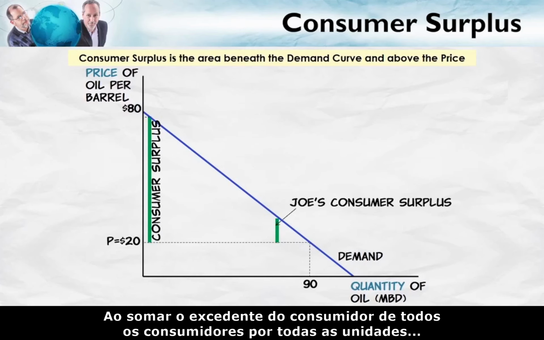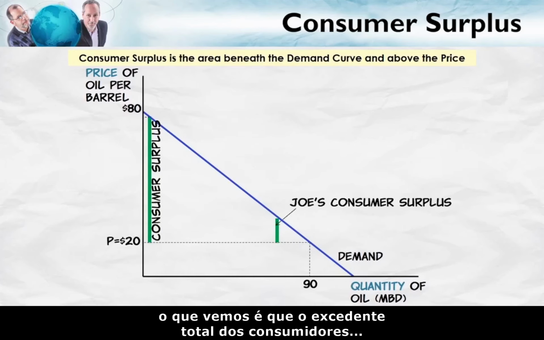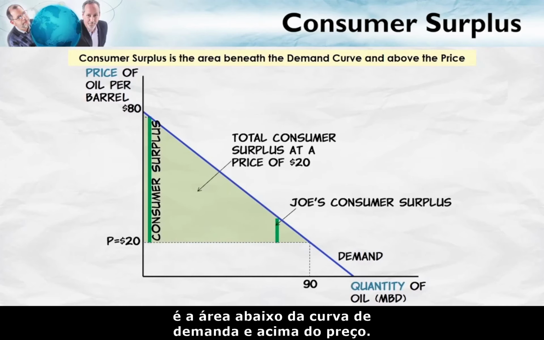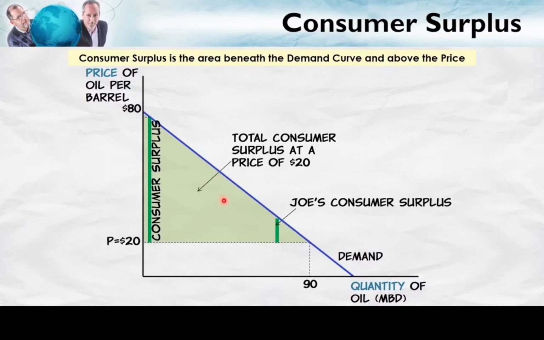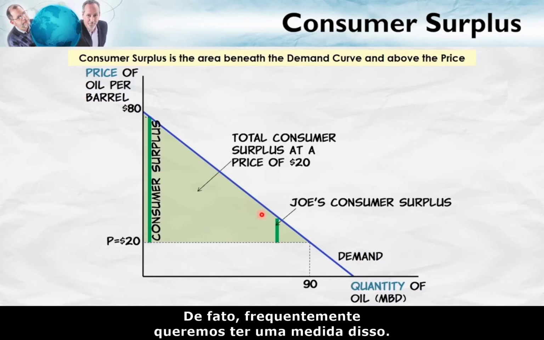By adding up the consumer surplus for all consumers over all units, what we see is that the total consumer surplus is the area beneath the demand curve and above the price. We're just adding up the consumer surpluses for all individuals for all units of the good. In fact, we often want to get a measure of this.